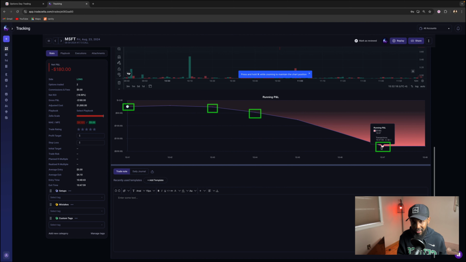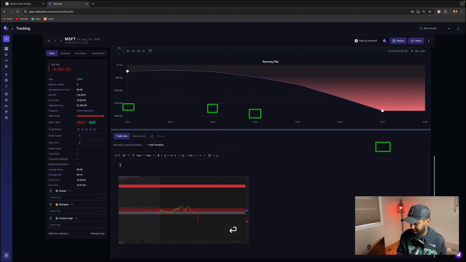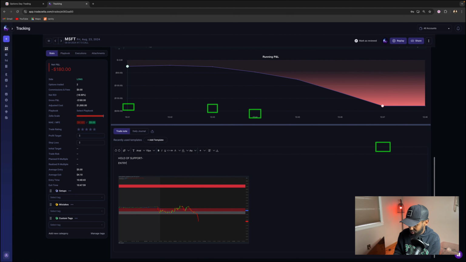But the important part here is to review that trade and to go over what I was thinking and the mistakes that I made during this trade. So I am going to paste that photo that we went over. I have that photo right there, and then I'm going to type right here what my plan was for this trade. I was looking for a hold of support, and then why I entered: my entry was on candle, seen a green wick at the demand zone.